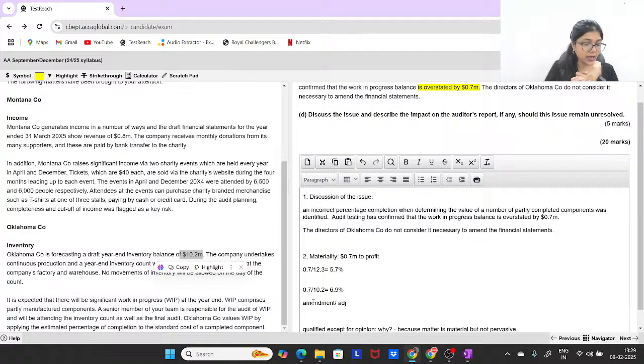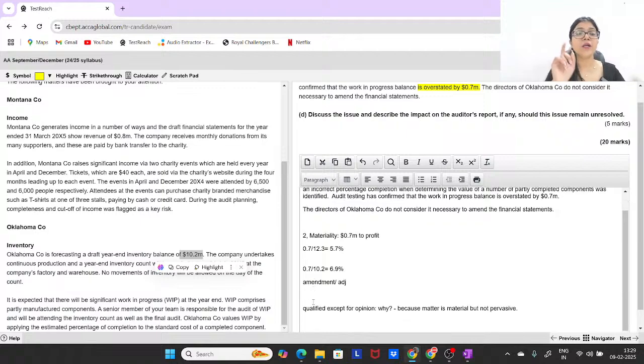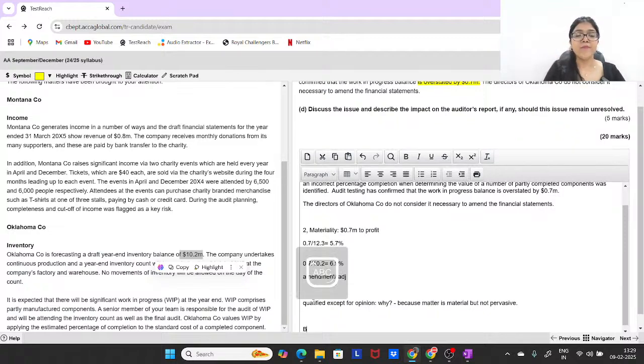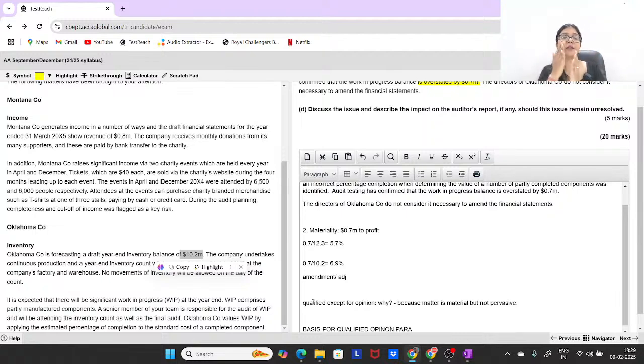So qualified except for opinion, because you also had the reason that it is material but it is not pervasive, right? And then you will be talking about the last thing, which is very, very important, and 90% of the students skip writing this, which is the basis for qualified opinion paragraph. A lot of students, whenever I check this answer, 90% of the students do not write this last line, last statement, which will fetch you 1 full mark, which is basis for qualified opinion.